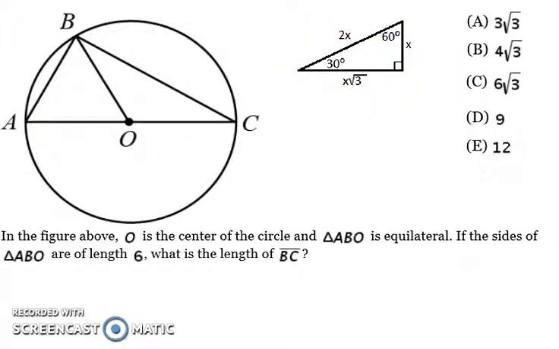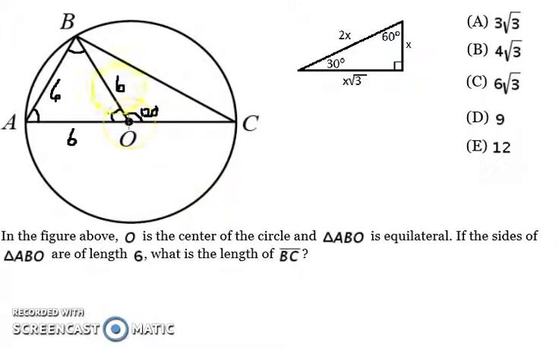Now they told us that triangle ABO was equilateral and its sides were length 6. And that means that all 3 angles are the same too. And since there are 180 degrees inside a triangle, all 3 of those angles are 60 degrees. So this is 60, this is 60, and this is 60. Now since this is 60, that means this is 120.